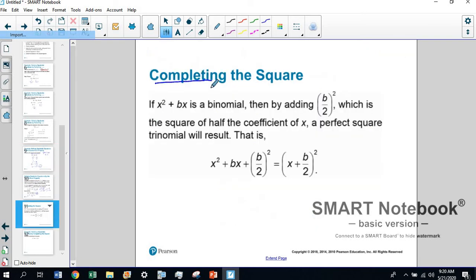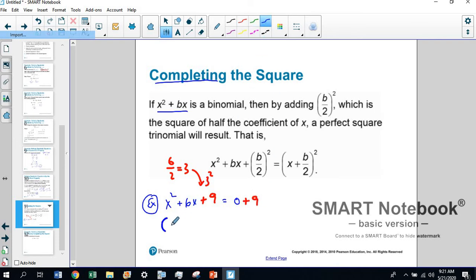So if you want to complete the square, if you have x squared plus bx, then if you add (b over 2) squared, you'll get a perfect square. For example, if you have x squared plus 6x equal to 0, then we add 9. Where did the 9 come from? Take 6 divided by 2, get 3, and then you square it and you get 9. If you add it to one side, you've got to add it to the other.